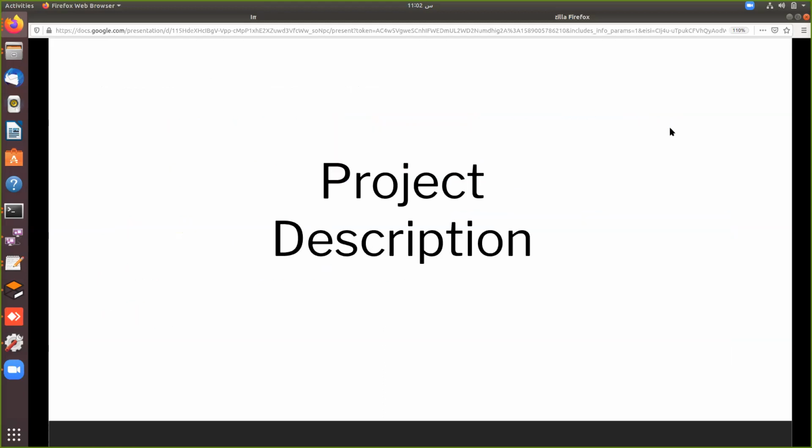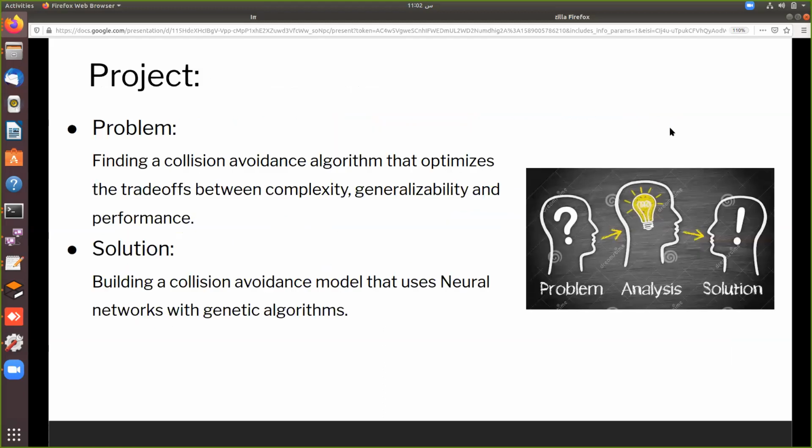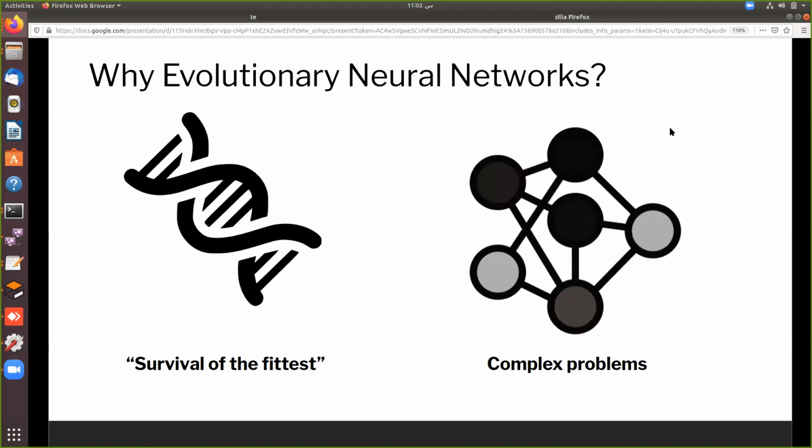So I'll be talking about our project description. Our thesis problem is that we need to find a collision avoidance method that optimizes the trade-offs between complexity, generalizability, and performance, as Mariam mentioned. After doing our research, we found different variations of models that work on these problems with different trade-offs. Complex solutions such as deep neural networks were found to be very high in performance. However, it's very hard to generalize for most of the problems. So after searching, we found a very high potential in a research that uses a mixture of genetic algorithms with a neural network.